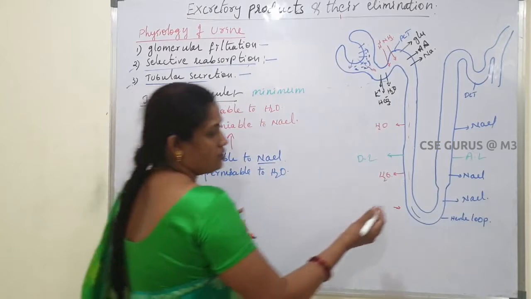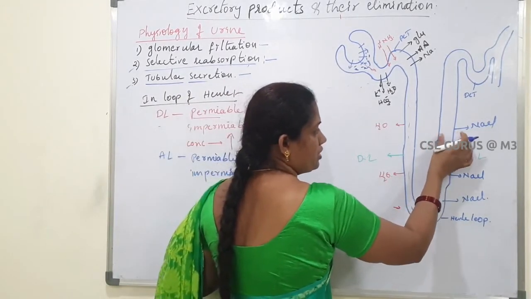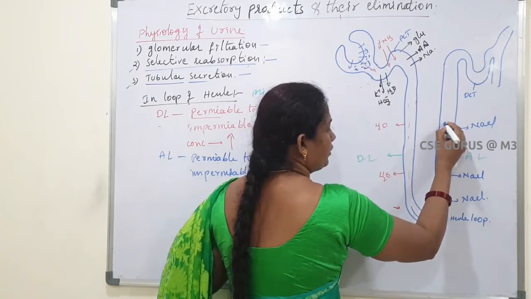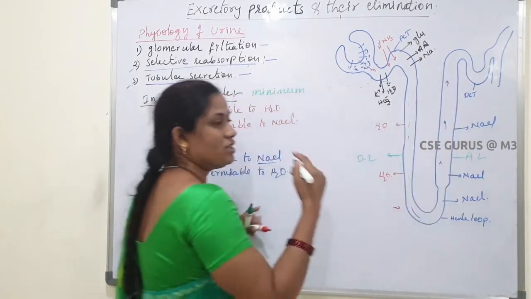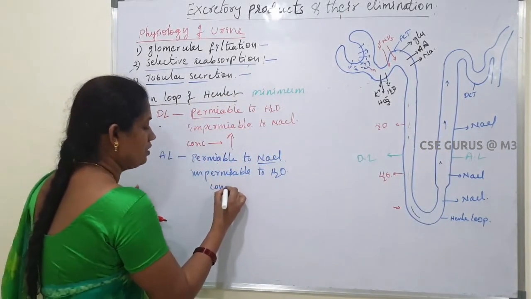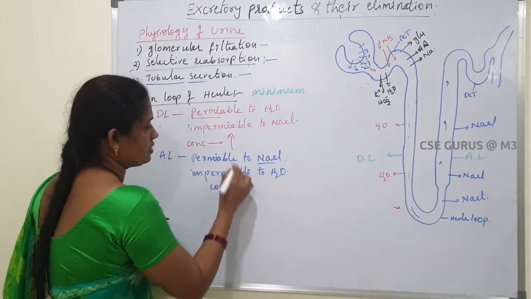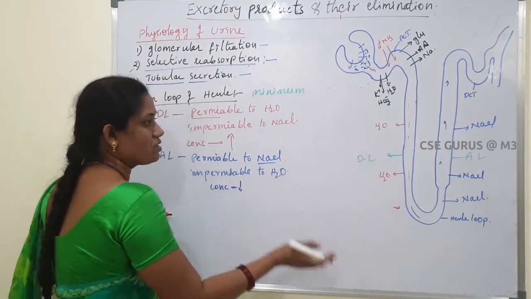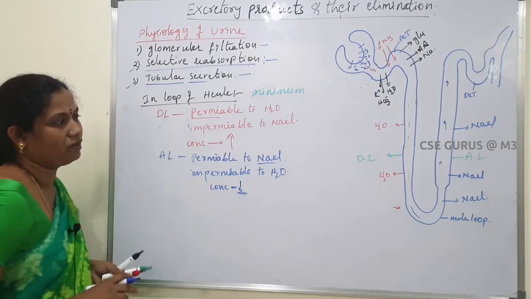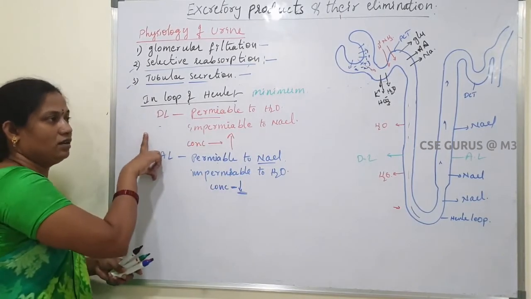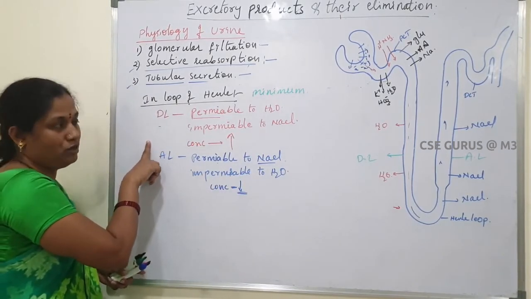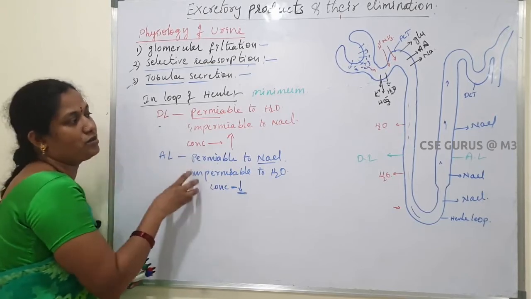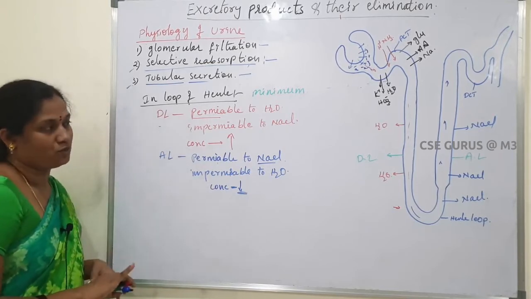As a result, whenever the filtrate moves in the upward direction, the concentration is decreased. Here concentration is increased, and here concentration is decreased. Okay, so this is reabsorption in Henle's loop, where minimum reabsorption takes place, and only water and sodium chloride are reabsorbed here.